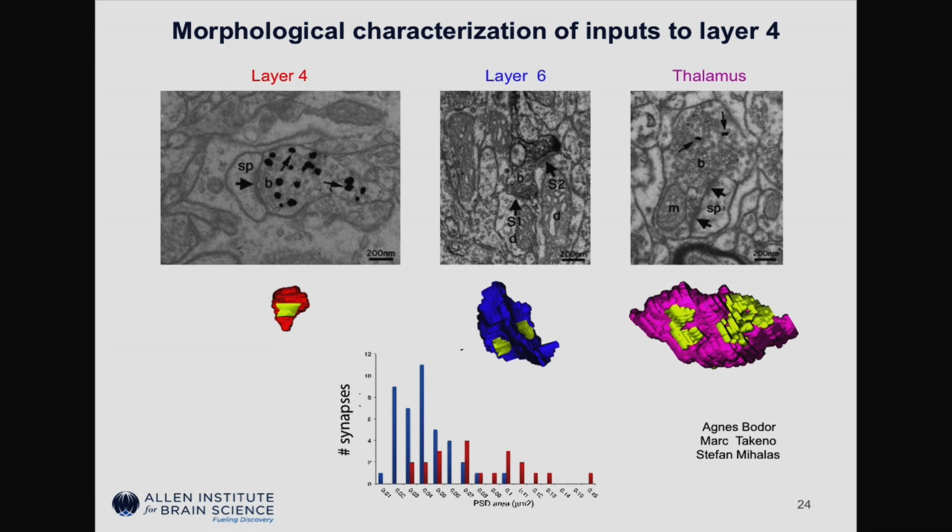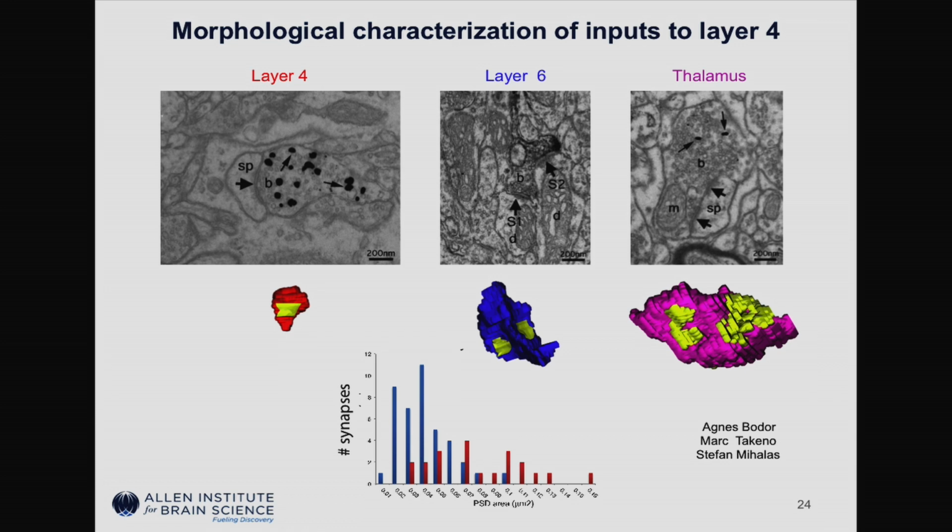Based on these measurements and others, Stefan Mihalas ran a classifier. Even though our data set is not that big, now approximately 80 to 90 boutons, you can already discriminate between layer 4 and layer 6 boutons with an accuracy of approximately 85%, which is quite promising.